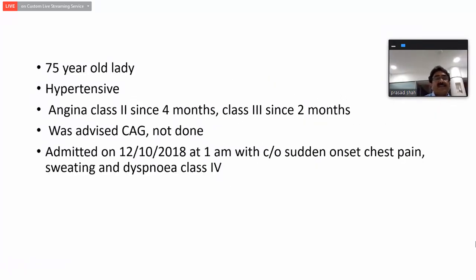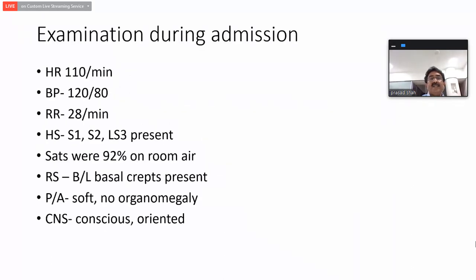So my case here is a 75-year-old lady who's a known hypertensive, had angina class 2 for about 4 months before presentation to the hospital. It progressed over class 2, class 3 over the 2 months before admission, and she was advised a coronary angiography, but refused at that point of time. She came into the hospital at 1 a.m. in the night with sudden onset of chest pain, sweating, and class 4 dyspnea. The patient was found to have tachycardia and a respiratory rate of 28 per minute. Her SpO2 was 92% on room air with bilateral basal crepitations.